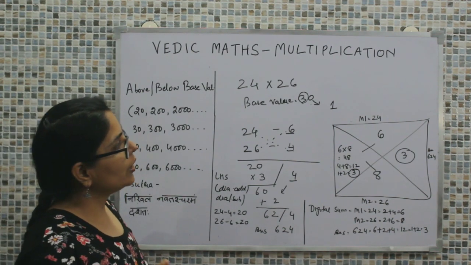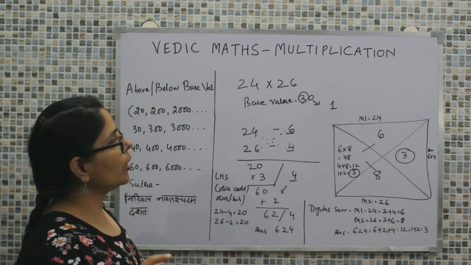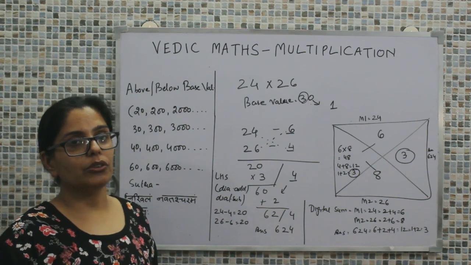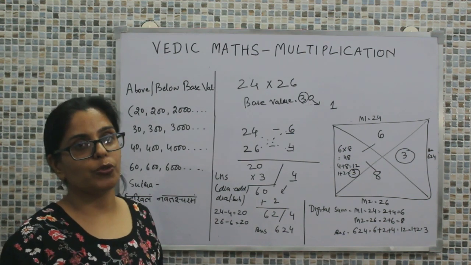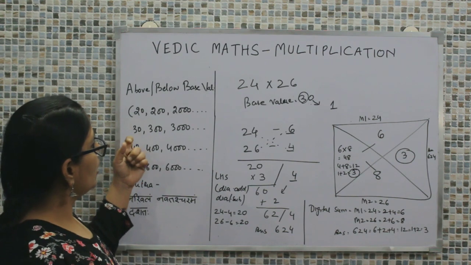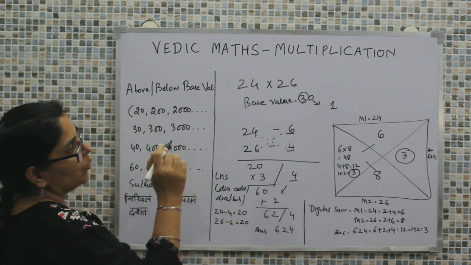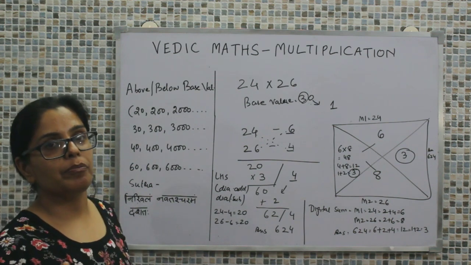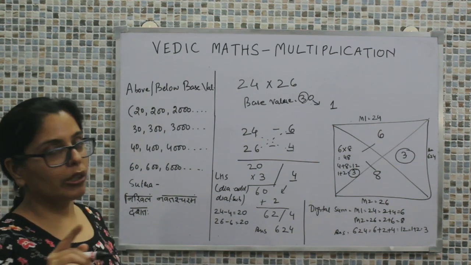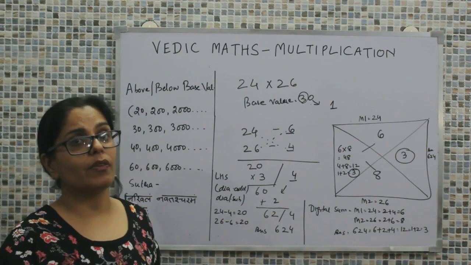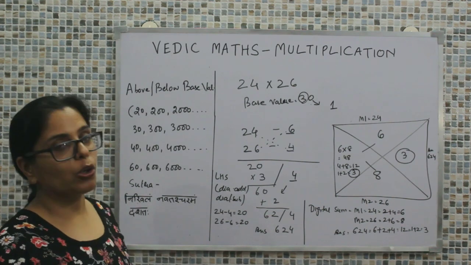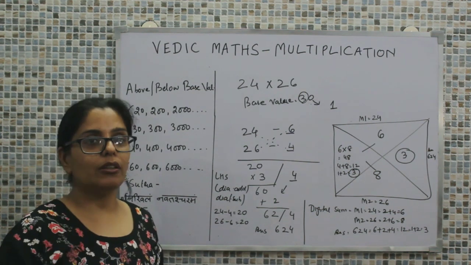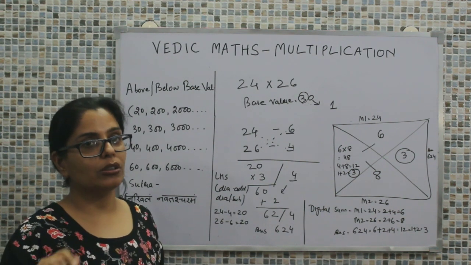We need to make sure that whenever we are doing the calculation, we identify what the base value will be. The nearer the base value we take into consideration, the simpler our solution would be. In this particular example, we took the base values as 20 and 30. Now, if we try to solve the same question using a base value of 40, it would get much more complicated. So we have to use a logical reason for choosing either 20 or 30.